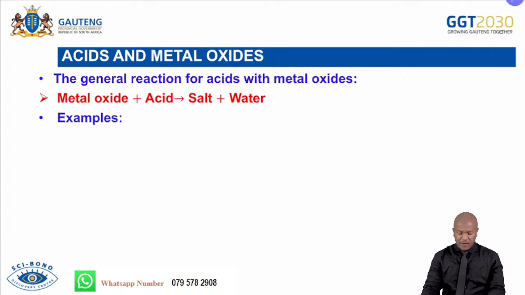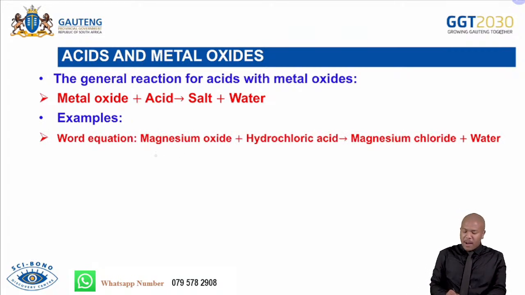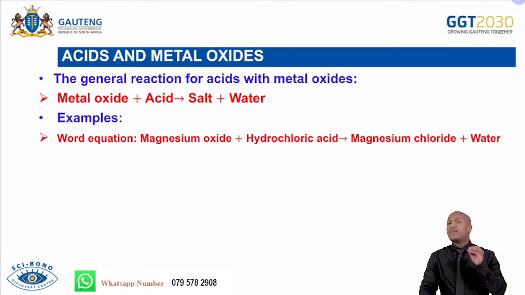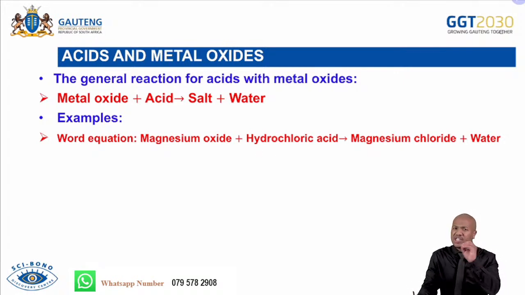Right. The first example that we have there, we're going to look at its word equation. We have magnesium oxide. Magnesium oxide we have talked about when we started our lesson. We said magnesium oxide is the product that is formed after reacting what? Magnesium plus oxygen. So therefore this one is our metal oxide plus our acid, which is hydrochloric acid, our HCl. They form magnesium chloride plus water.